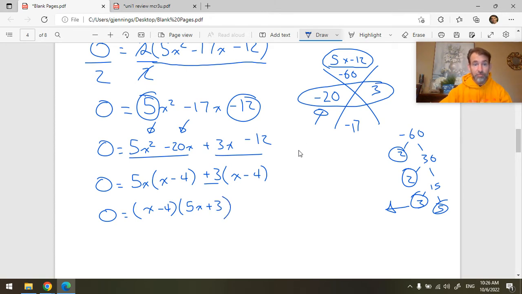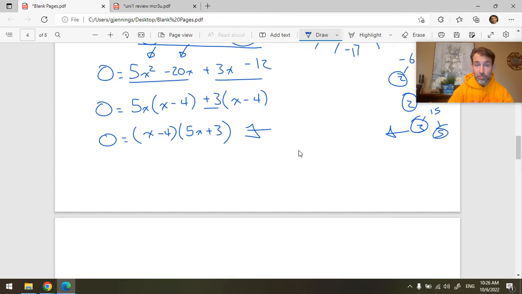Okay, so this was the factorization of this, and this tells me the places that make this 0. So what values of x will make that 0? Well, clearly, when x is 4, we have a 0. X equals 4, or maybe this one is harder to spot.